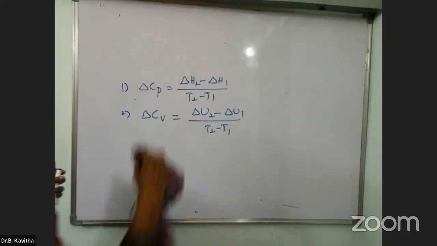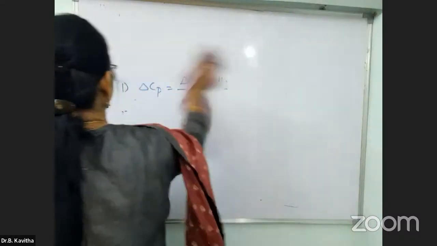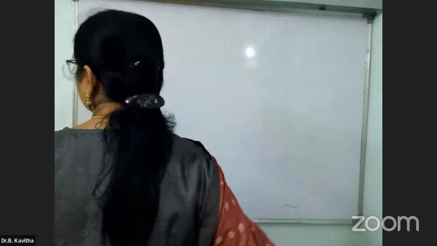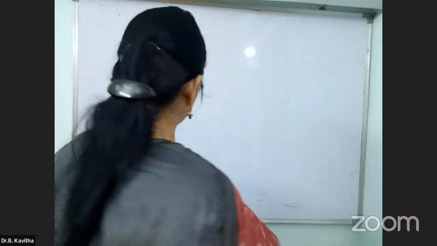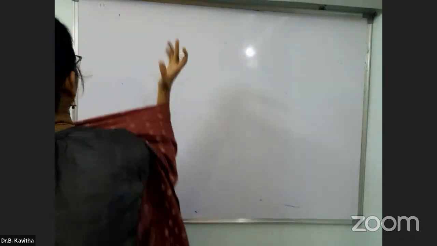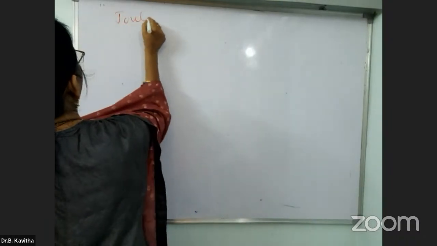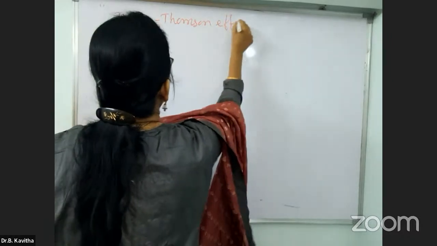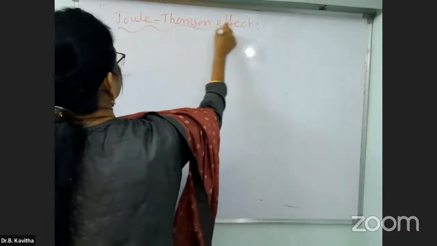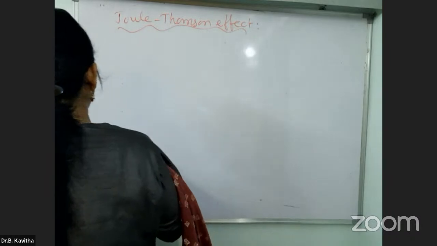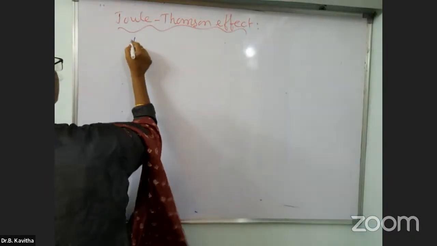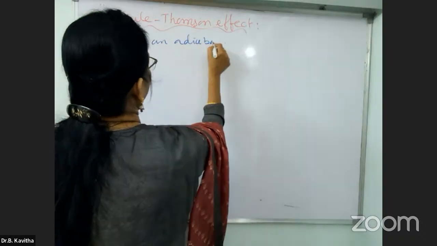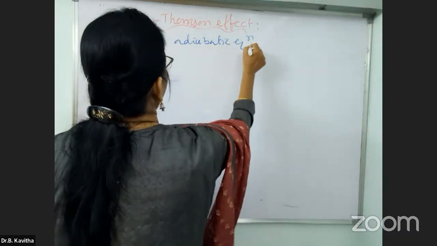The next one is Joule Thomson effect. Very important order. So now we have a process. What is happening?